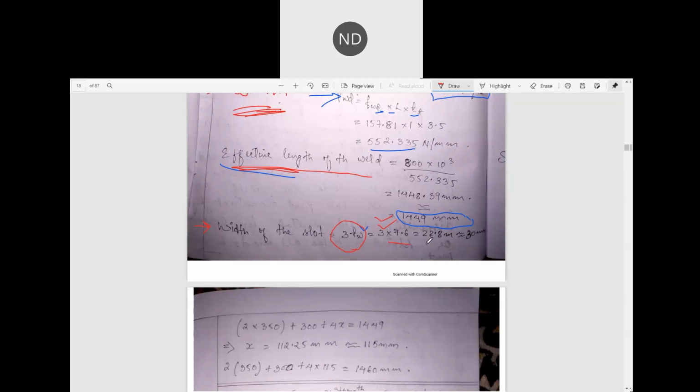But since we are designing, it is in our hands how much we provide for this slot. If you want you can take 22.8 mm, no problem. But for our ease of calculation we are taking a whole number, which is 30, but more than this is the minimum. So from the code, it should be minimum 3 into tw, so the minimum was 22.8. Now we'll provide greater than that, the whole number for our easy calculation, 30 mm.